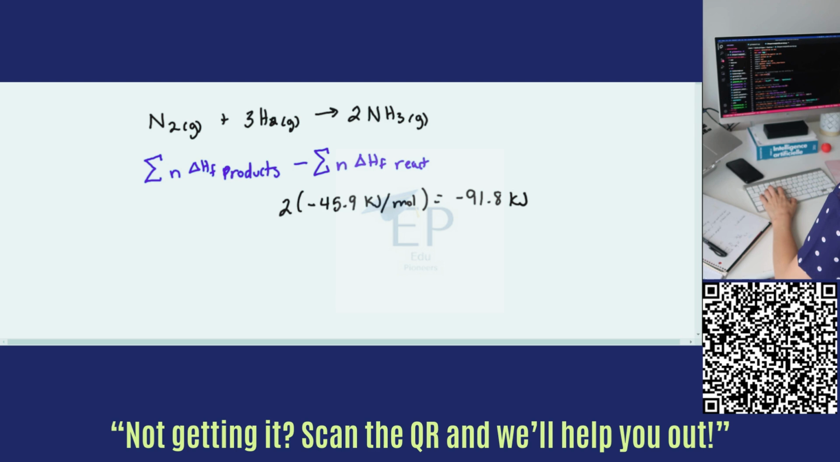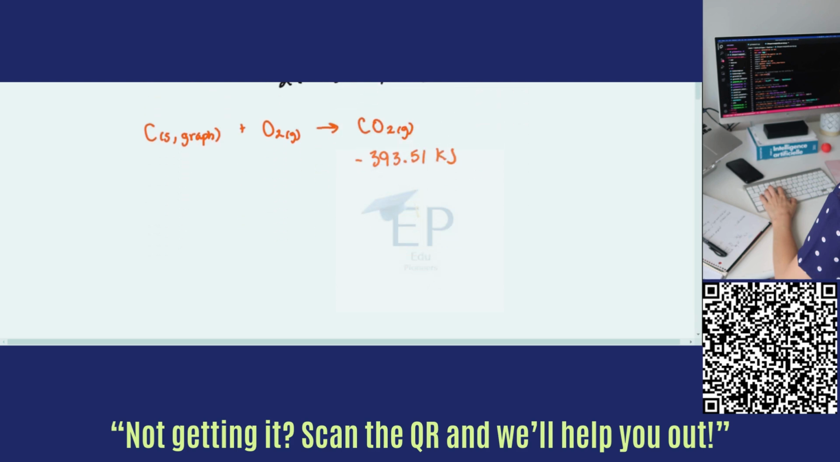In the second one, I'm making CO2. So we're going to go with carbon solid in its graphite form because that's the one that's 0, plus O2, which is a gas, gives me CO2, also a gas. This is already balanced. So when I look up the number for CO2, that's going to be my answer. I get negative 393.51 kilojoules. You don't have to do anything else to that one.